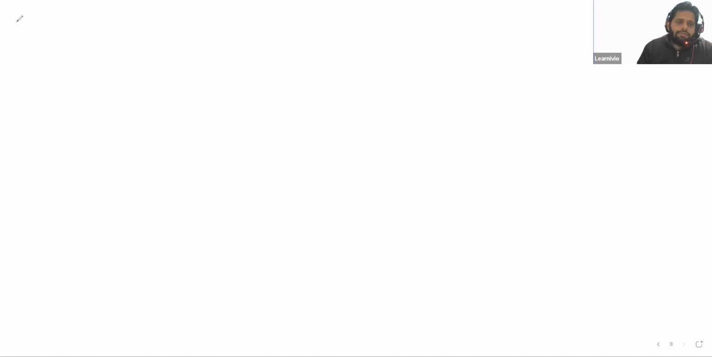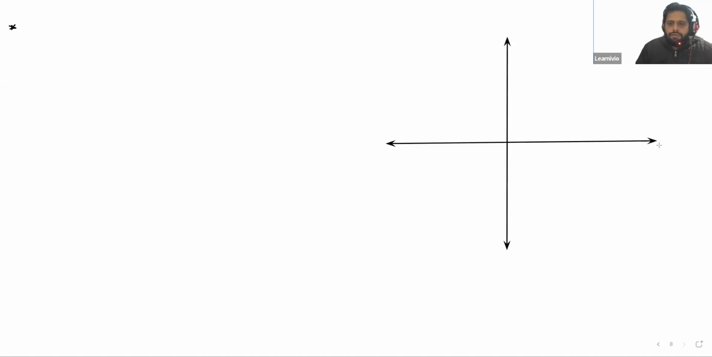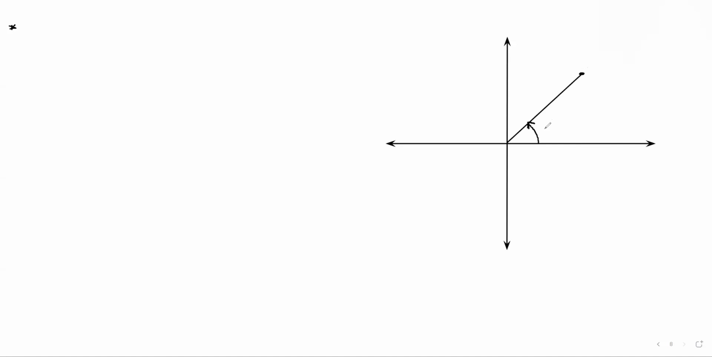Just remember one point. Suppose we have an angle. This is your reference line. You are measuring the angle in this direction. Which direction is this, clockwise or anti-clockwise? Anti-clockwise. This is anti-clockwise, so we will take the angle as positive.